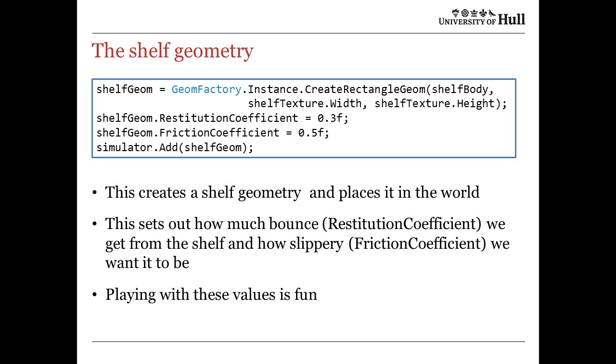Like it says, the bottom bullet point, playing with these values is fun. You can make really strange things happen. You're behaving a bit like physics, but you're not constrained by the real world. You can make materials that are far more bouncy than rubber is, just by getting these numbers right or wrong.